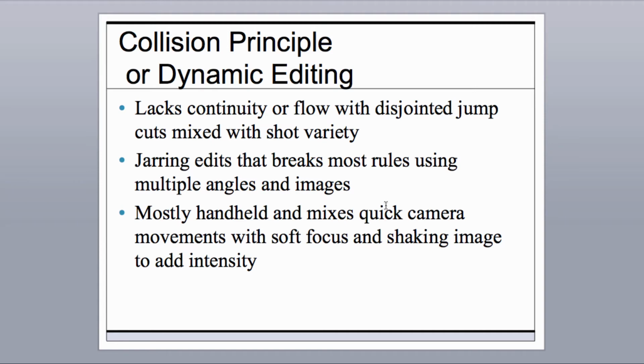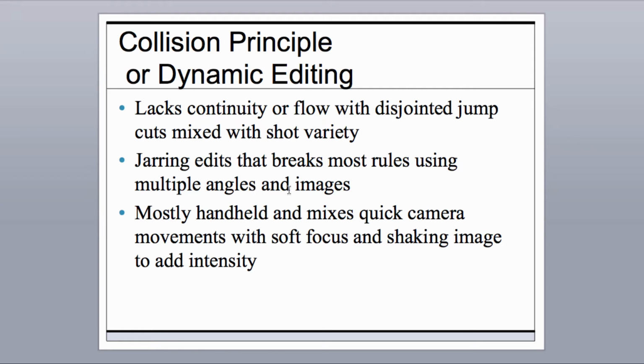Now I'm giving you one that's not in the book to add a little spice to the editing experience. There is what they call a collision principle or dynamic editing that's used in many films. The collision principle violates all the rules just like discontinuity, but becomes more jarring and more confusing as multiple angles are changed quickly, and even the focus might be softer in one than the other. So this lacks continuity or flow. It's disjointed with many jump cuts that are very similar, and they're mixed into a shot variety in the moment.